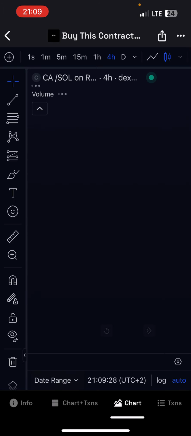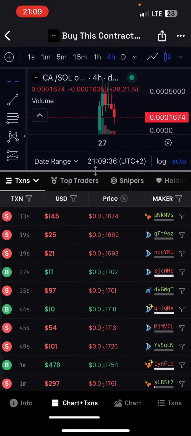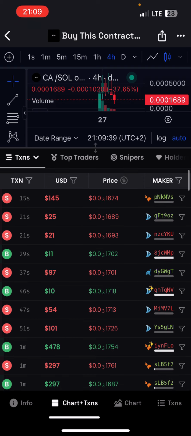Now you can also look at the chart right here on Dex Screener. Simple. Get the chart. You can see that there is a lot of selling pressure. You can also look at the chart and transactions at the same time. So these are transactions happening in real time.